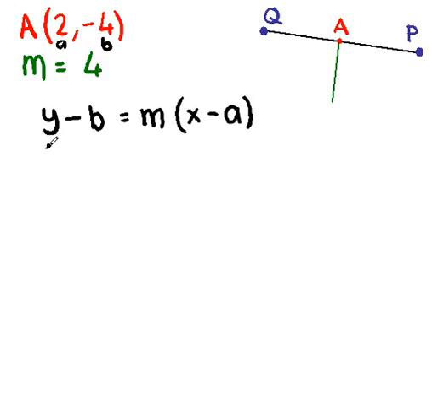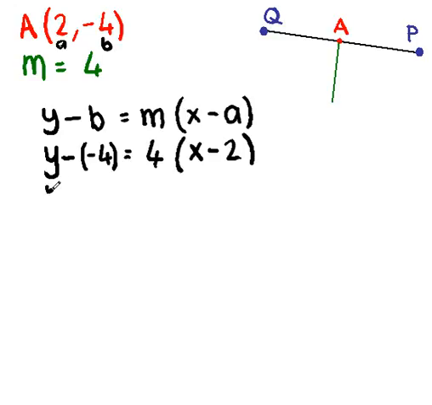Substituting those in, we have y minus b, so that's y minus minus 4, equal to m, the gradient, which is 4, times x minus a, so x minus 2. Simplifying, the two minus signs give us y plus 4 equals, and multiplying out the bracket, 4 times x is 4x, and 4 times minus 2 is minus 8.